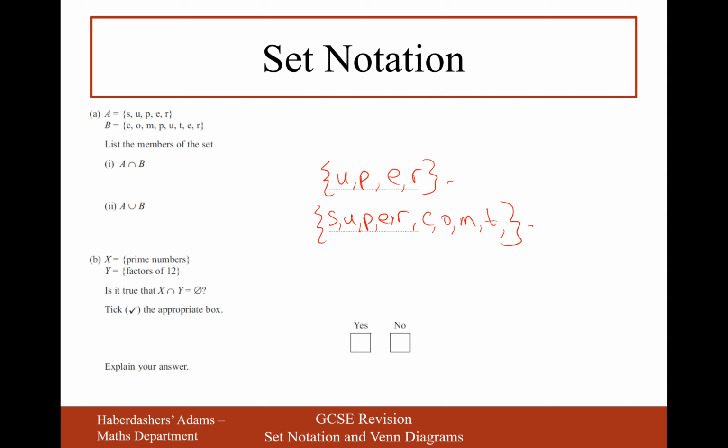There we are. Moving on to part B, X is equal to the prime numbers, Y is equal to the factors of 12. Is it true that X intersection Y is equal to the null set? That means, is there anything in common between X and Y? Yes, the number 2. The number 2 is a prime number, and it's a factor of 12. Also, 3. 3 is a factor of 12. And that's it.